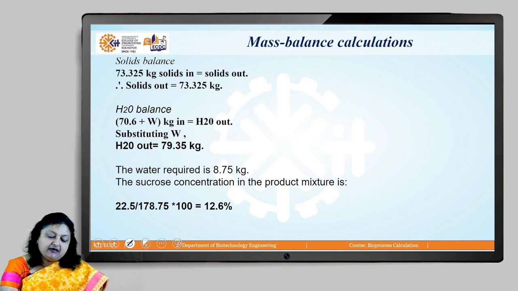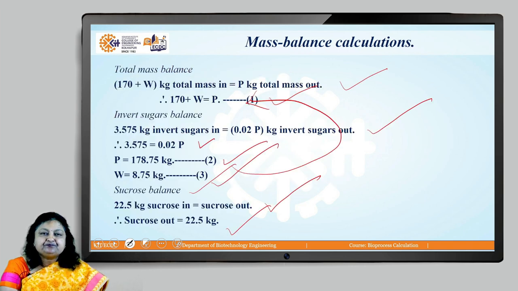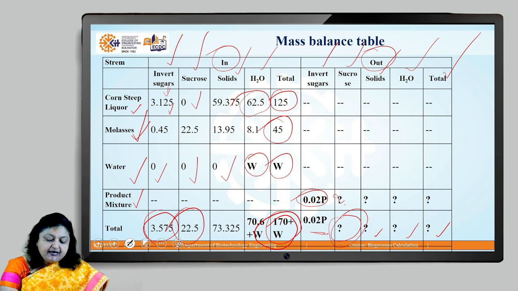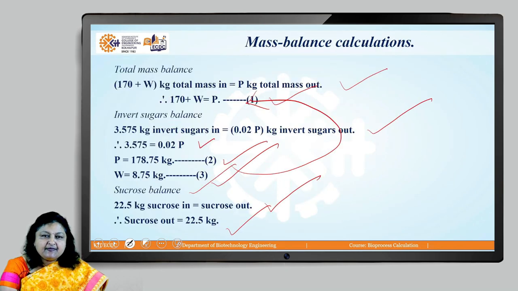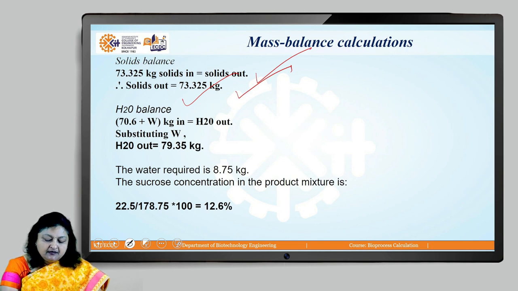Now next, we need to take the solid balance. From the mass balance table, the solid in is 73.375 kg solids, and it is equal to solid out, mass balance at steady state. So solid out is 73.375 kg. We need to write this also in the mass balance table. Then the water balance, H2O balance. The H2O balance from the mass balance table is 70.6 plus W kg water in the system, and that is equal to H2O out. W we already have calculated, so substituting that W value, we get water out as 79.35 kg.